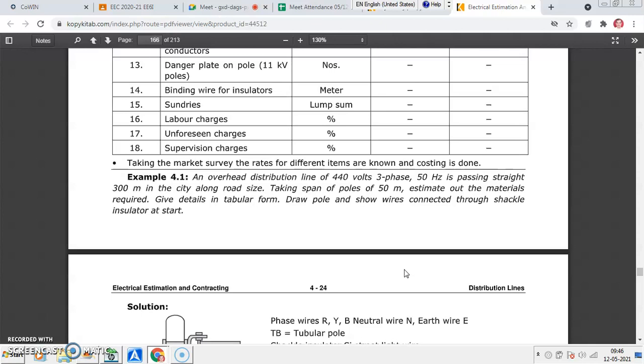Example 4.1. An overhead distribution line of 440 volts, 3 phase, 50 Hz is passing straight for 300 meter in a city along the roadside. Taking a span of 50 meter, estimate the materials required. Give details in tabular form. Draw the pole and show the wires connected through shackle insulator at start. So these are the things we have.